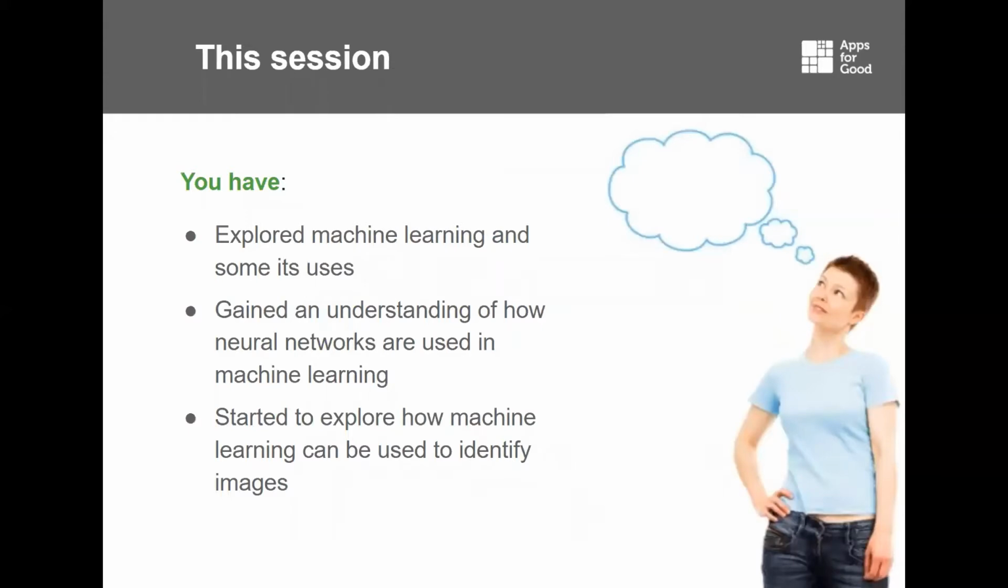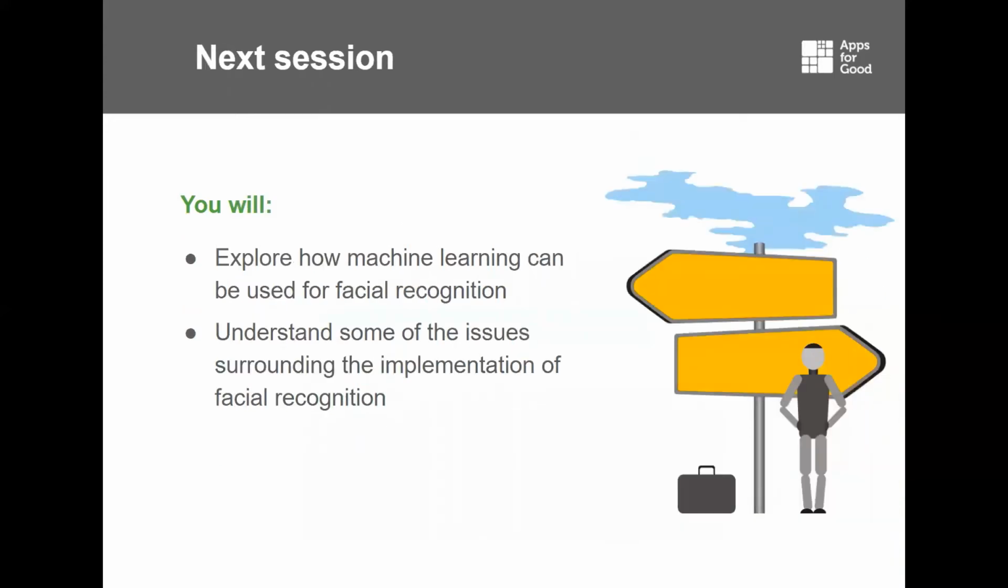So, in this session, you've explored machine learning and some of its uses. You've gained an understanding of how neural networks are used in machine learning and started to explore how machine learning can be used to identify images. In the next section, you will explore how machine learning can be used for facial recognition and understand some of the issues surrounding the implementation of facial recognition technology.